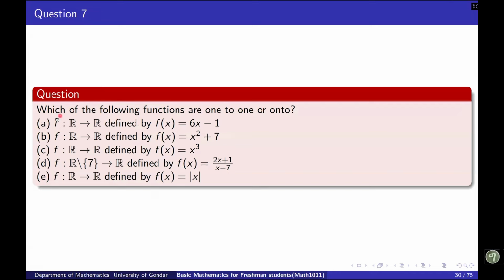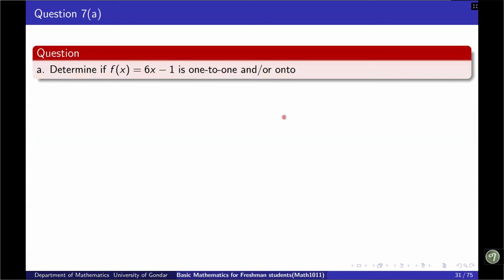Question number 7 is about these 5 questions, which we are asked just to find, or simply just to justify, whether the given relations from functions from R to R are 1 to 1 or onto. So let us see them one by one.